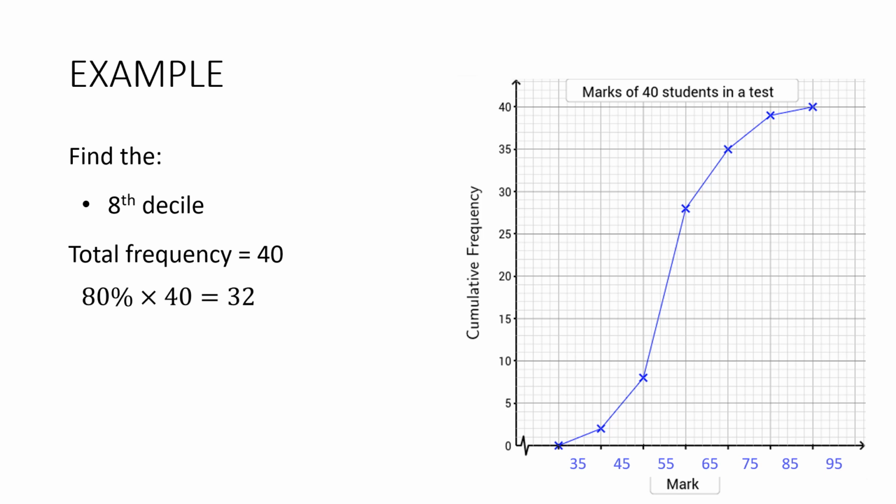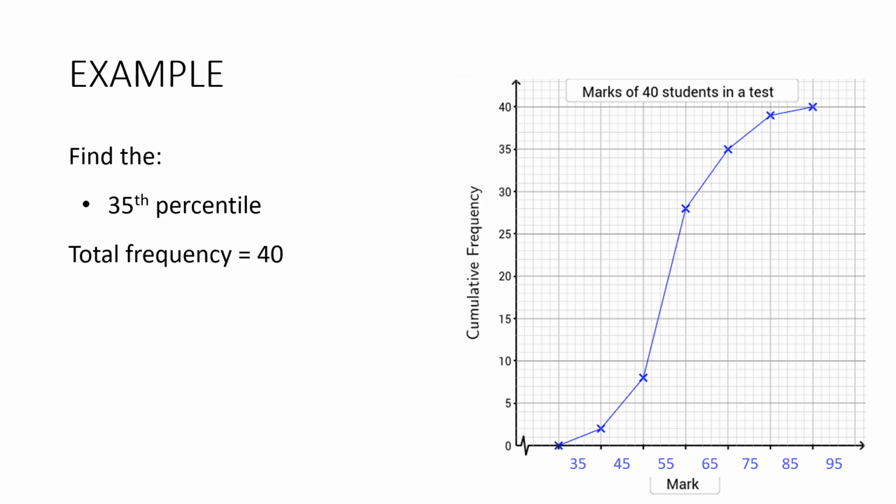It's pretty easy from this point. We find 32 on the cumulative frequency axis, go across until we hit the ogive and then down. So the 8th decile is 66%. That means 80% of students scored 66% or below.